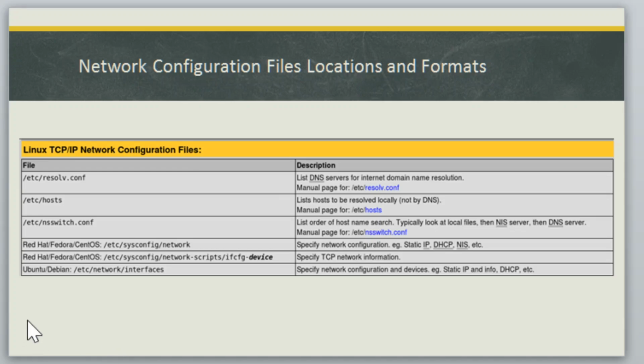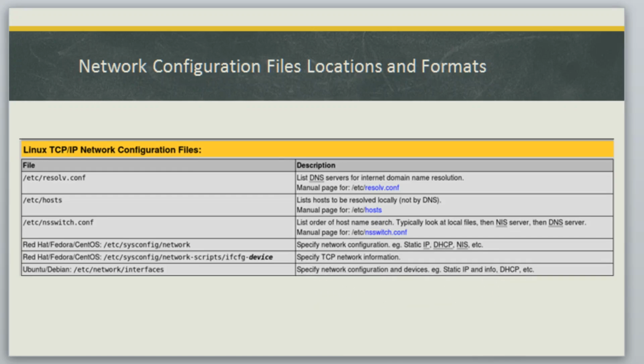On Red Hat and Fedora systems, such as CentOS, which is what we use, the /etc/sysconfig/network file specifies network configurations such as static IPs, DHCP, and others. We can also look at /etc/sysconfig/network-scripts/ifcfg-device, and this will specify TCP network information. And then finally, we have /etc/network/interfaces, which specifies network configuration and devices. Again, static IP info and DHCP.